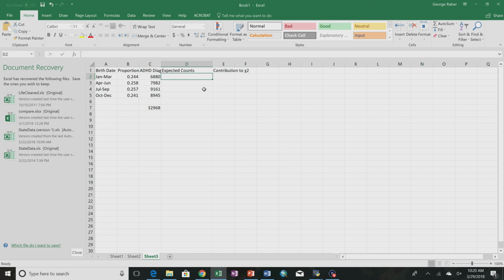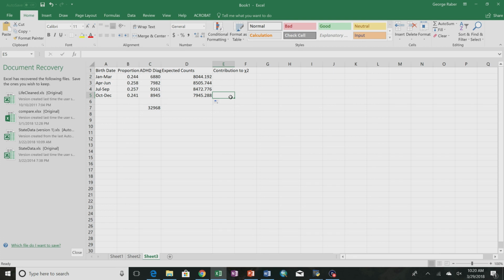And then I can calculate the expected counts always as the total times the expected proportion. But I have to change this to N2 if I don't want it to fill down, right? Whoops. Did I call it N2? Oh, I can't call it N2 because N2 already exists. Okay, I'm going to call it total. There we go. And so I'll call this total times B2. And fill down.